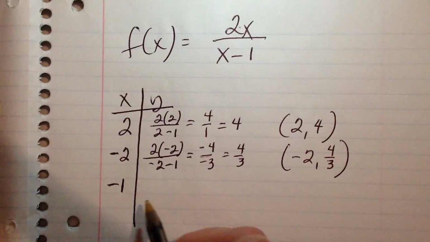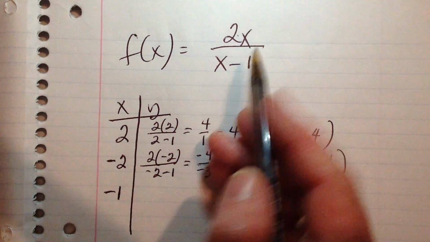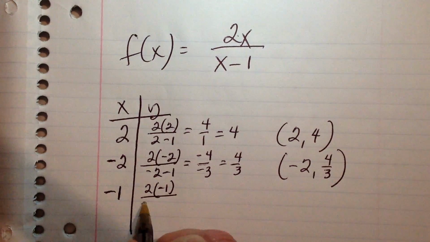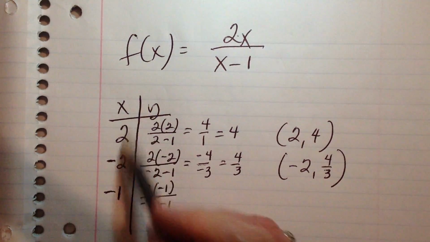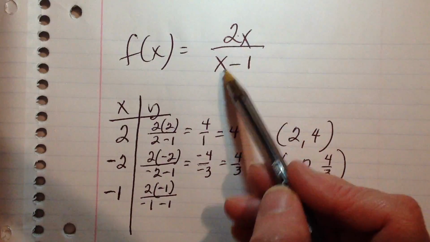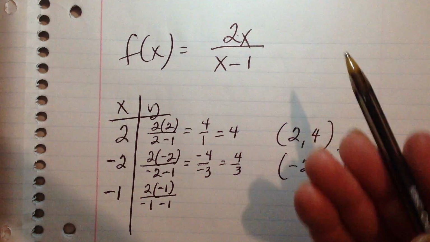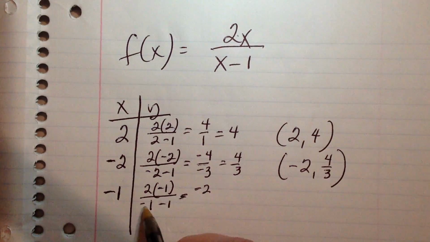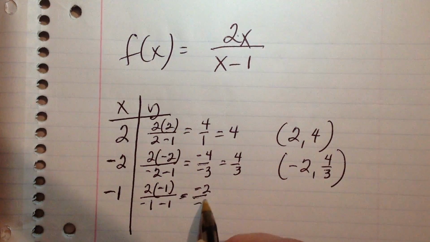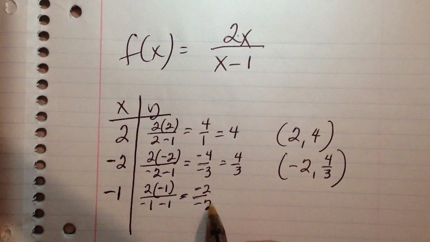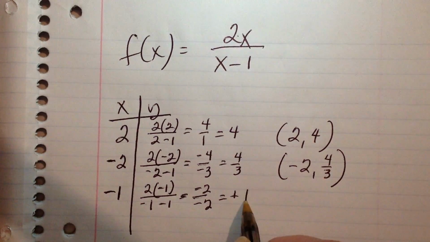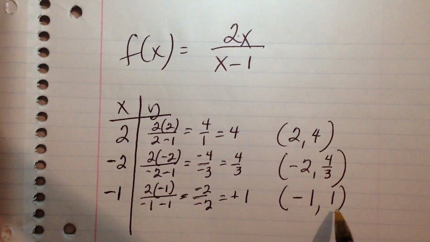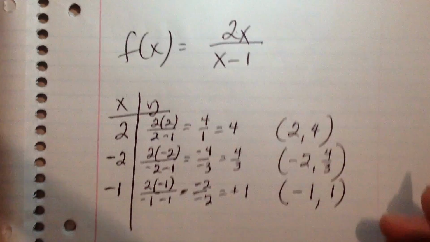I could also plug in negative 1 in the original problem. I'm just finding a few more points on my graph by picking x values, substituting them in for x, and solving for y. So 2 times negative 1 is negative 2. Negative 1 minus 1 is also negative 2. So negative 2 divided by negative 2 gives you positive 1. So there's another point, (negative 1, 1), on my graph.